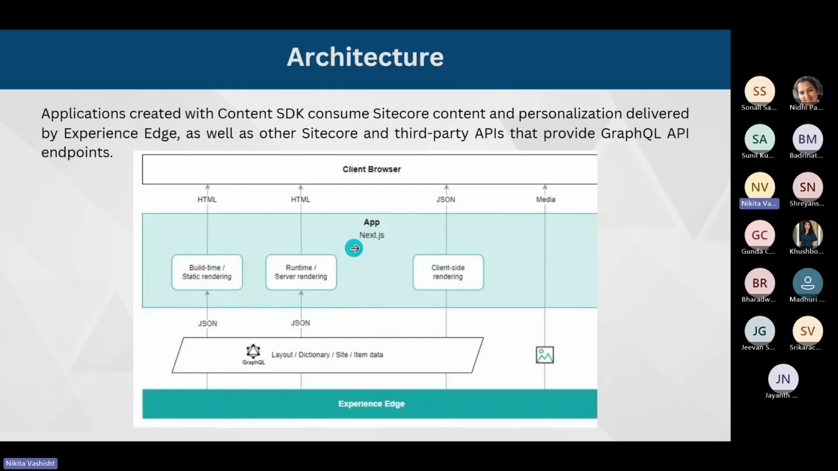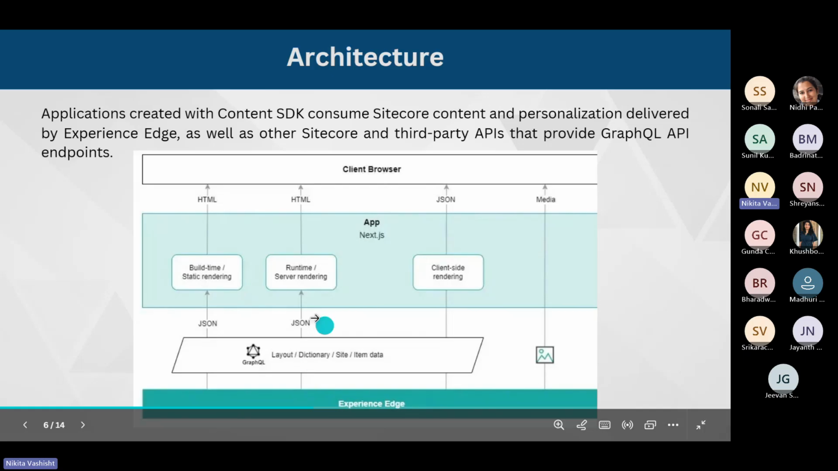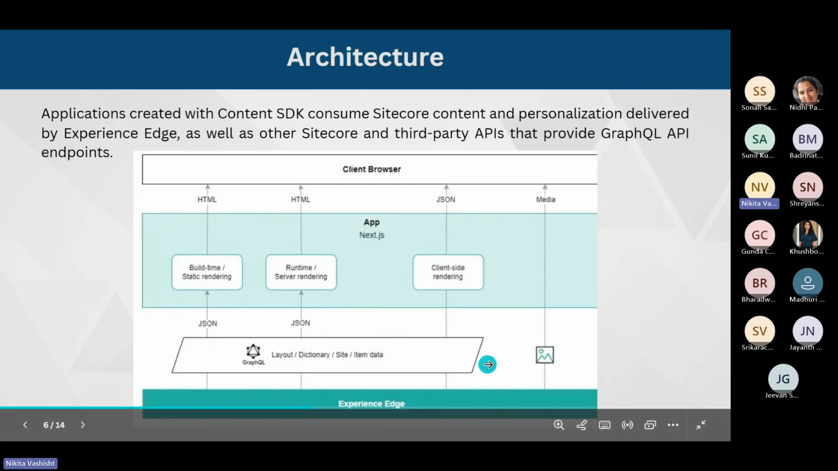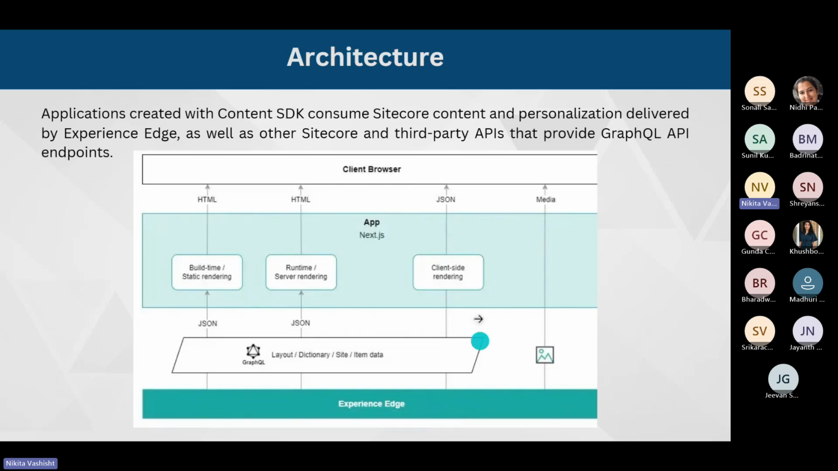Our Content SDK application is built either on SSG or SSR. SSG is static site generation, and SSR is server-side rendering. All the data is fetched from Experience Edge via GraphQL and passed in an HTML format to our client browser. All the media files can be directly passed to our client browser from Experience Edge also.